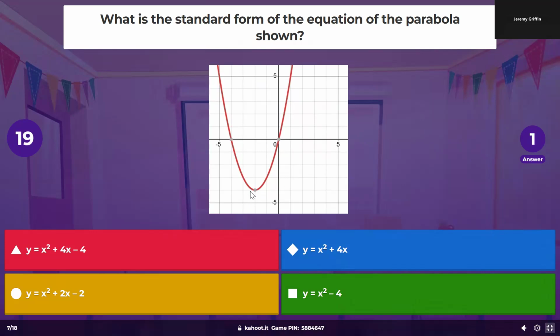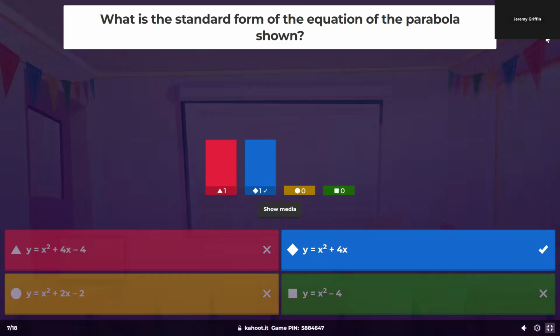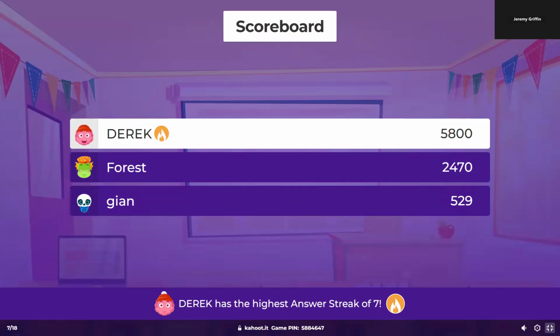Here's another hint. For this particular one, I don't know if the midterm's going to be like this exactly, but see how this parabola goes through the origin, 0, 0? So if you plug in 0 for x, you should get 0 for y. I think only one of those equations actually does that. That one right there. Because if you plug in 0 for x, see it all zeros out. All right. Got Gian, Forrest, Derek.